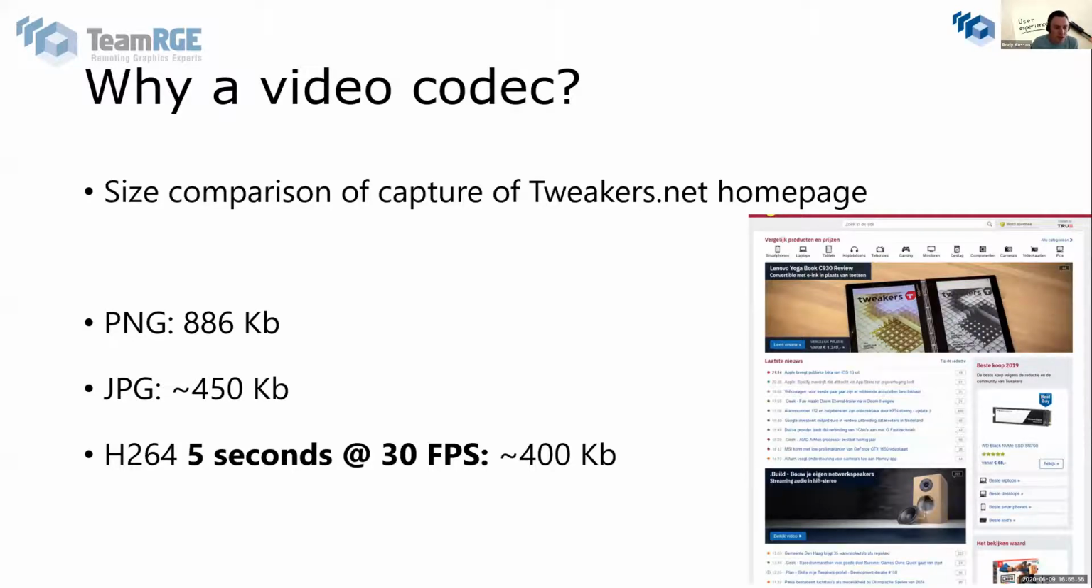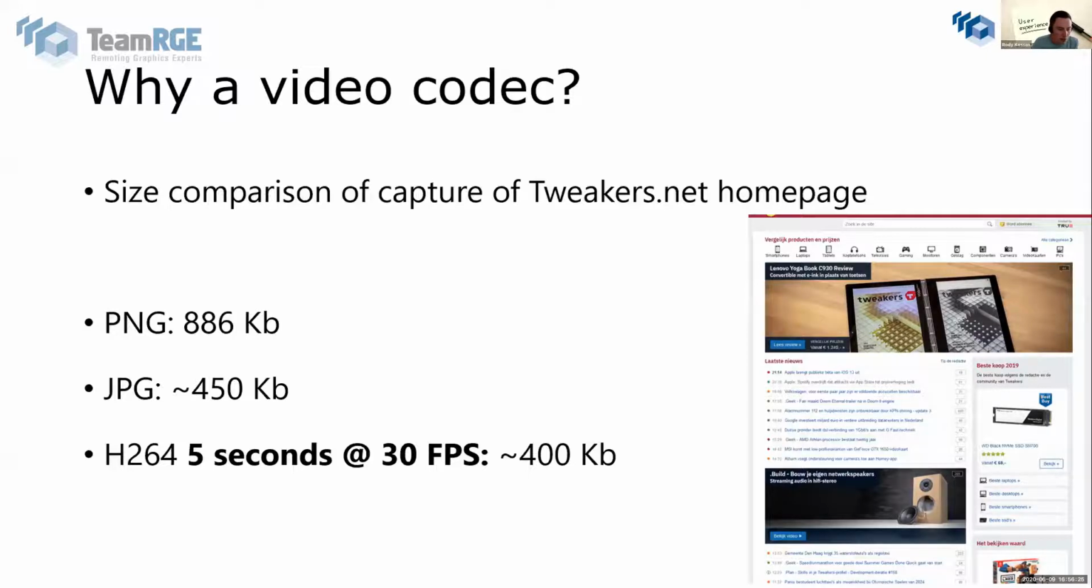Compression with a PNG or a JPEG encoder for moving images isn't that great. So I did a size comparison between a JPEG, so a screenshot of a website, and I also took a 5-second movie screen capture with 30 frames per second. So it's 150 frames. And you can see on the right hand the web page I used, tweakers.net.